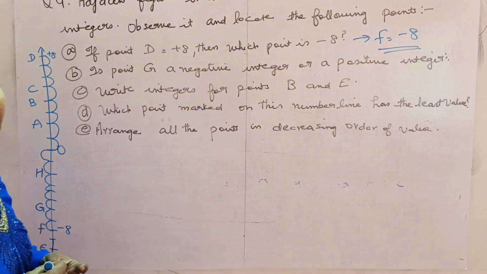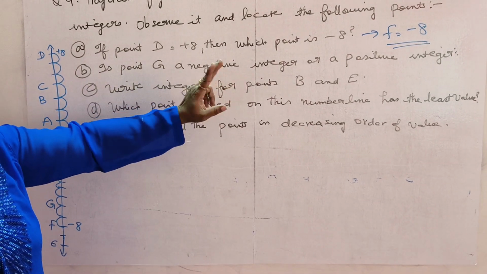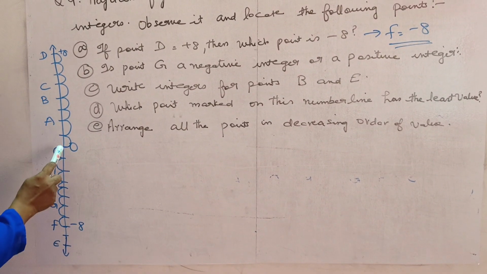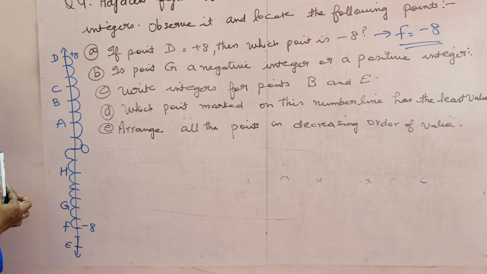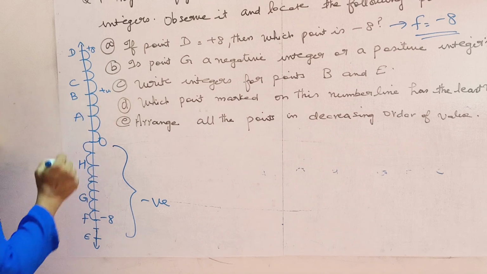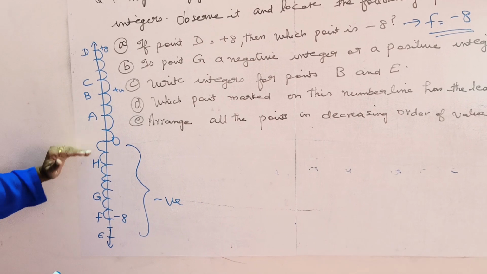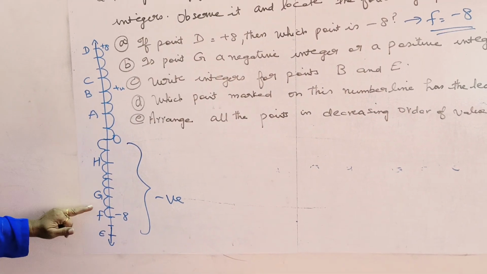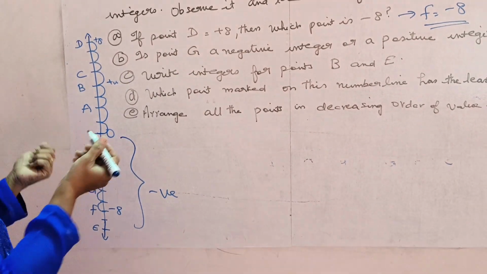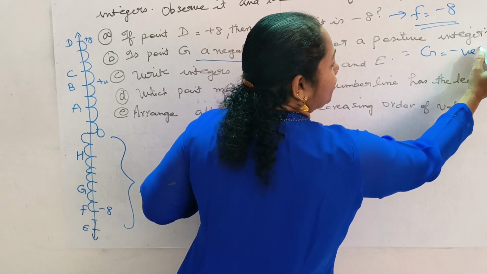Okay, first question understood. Next one: is point G a negative integer or a positive integer? Where is G? Here is G. We know that from this side onwards, these all are negative integers and these all are positive integers. So we have to tell whether G is negative or positive. G is on this side after 0, so G is a negative integer. So we will say G is a negative integer.